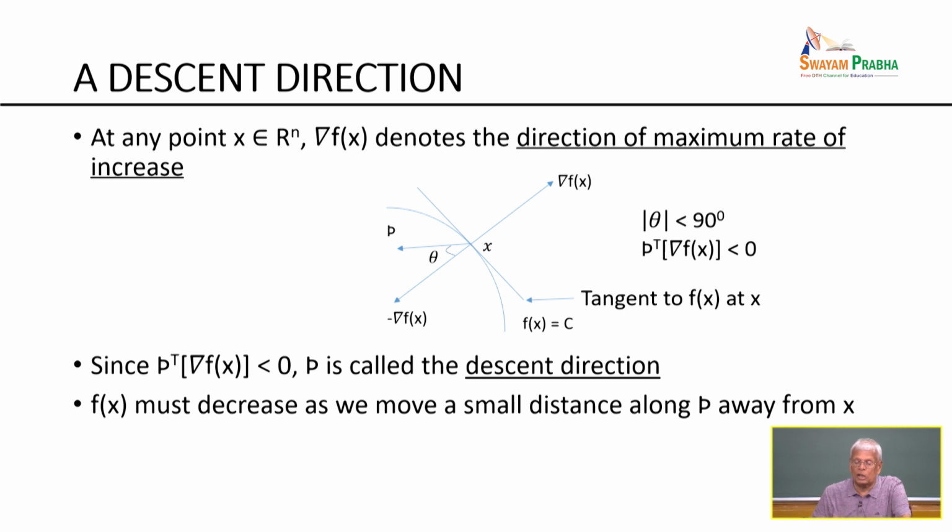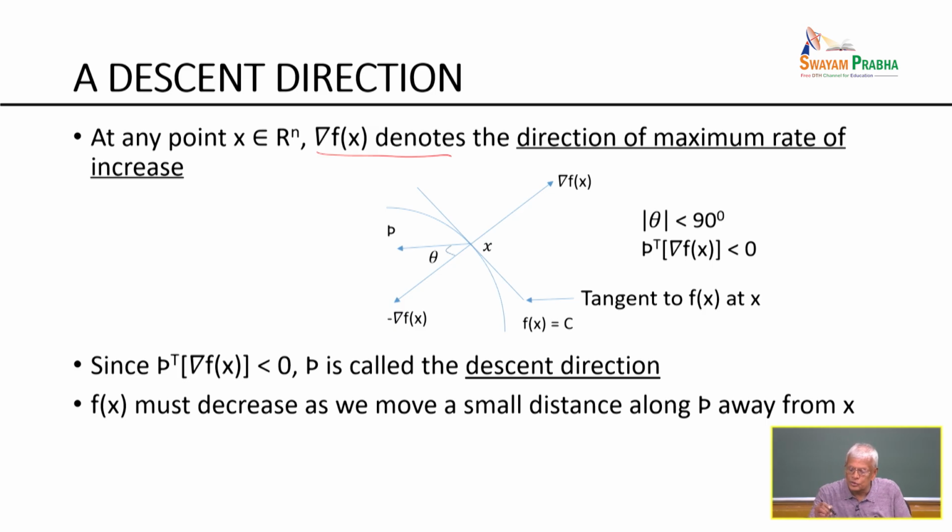At any point x belonging to R^n, what is the basic idea? The gradient of a function denotes the direction of maximum rate of increase. So, if you go along the gradient, you can make the function value increase. If you go along the direction opposite to the gradient, the negative of the gradient, you can decrease. We are interested in decreasing instead of increasing. So, here is the picture.